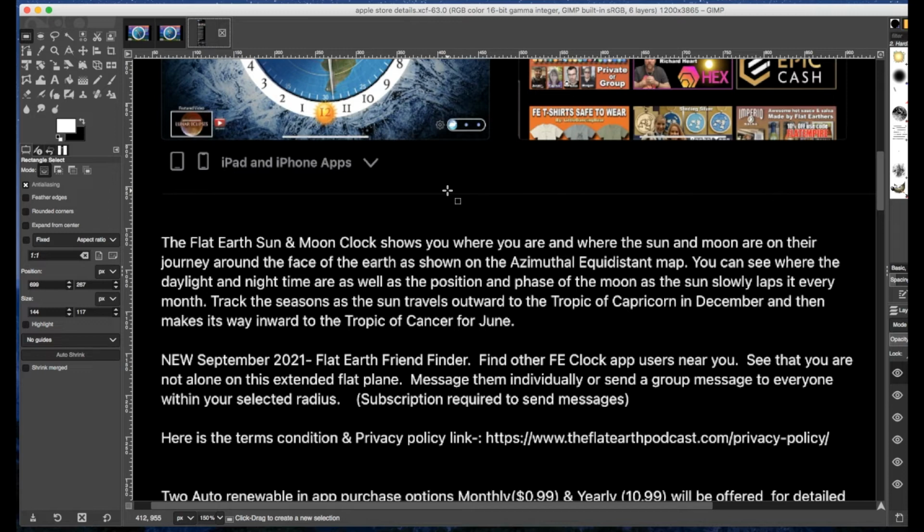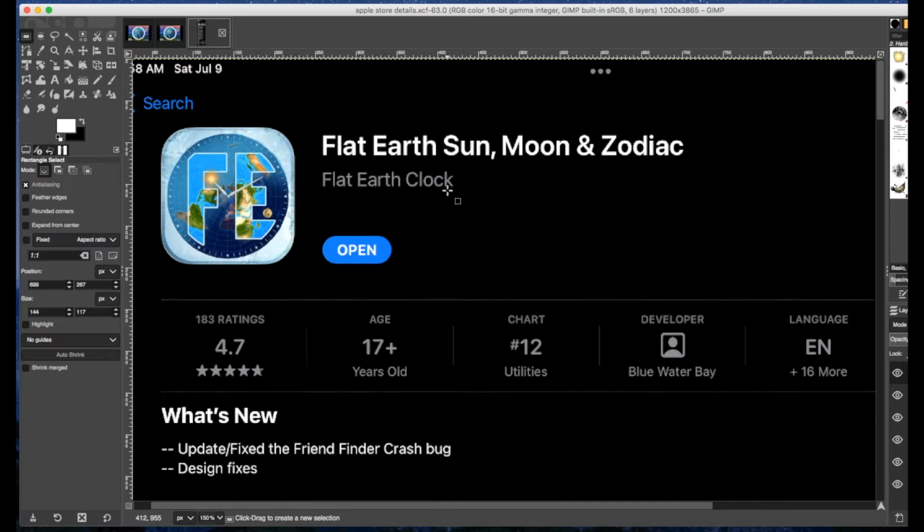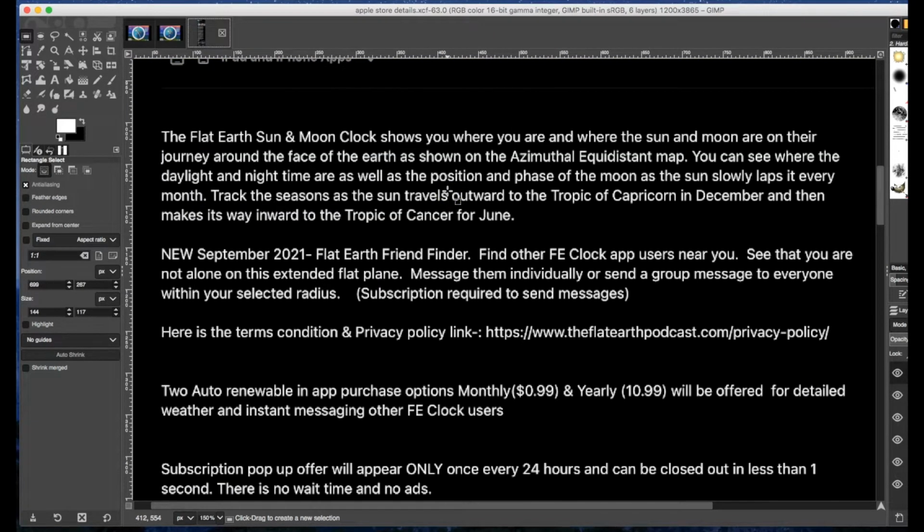Hello, by now most of my regular viewers should know that I recently bought the Flat Earth Sun, Moon, and Zodiac Clock app. And I thought I was going to test the various parts of that application. I thought I was going to focus on the sun in this video. I've done the moon, and I've looked at some of the other peripheral features around the outside of the app, but I wanted to look at how the sun is represented on this app in this video.